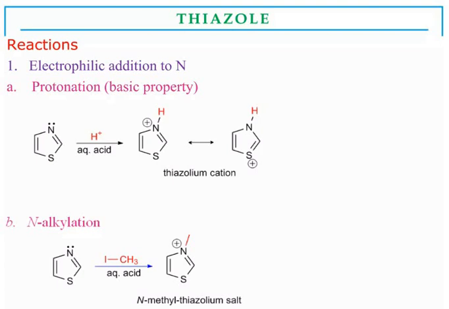Now my friend, the reaction of thiazole is first electrophilic addition to nitrogen. Protonation, which is a basic property. You can see here nitrogen provides a lone pair of electrons to hydrogen, which is H plus in aqueous acid. Thiazolium cation, which is resonance stabilized. N-alkylation with methyl iodide. You can see here formation of N-methyl thiazolium salt.